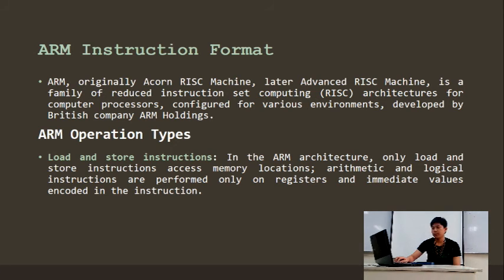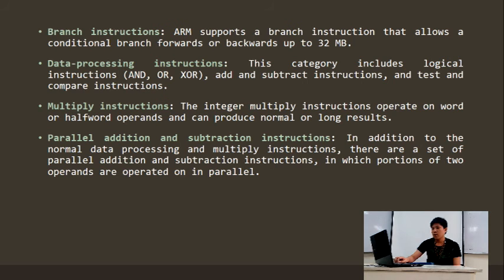ARM operation types. Load and store instructions: in the ARM architecture only load and store instructions access memory locations, while arithmetic and logical instructions operate on registers. Branch instructions: ARM supports a branch instruction that allows a conditional branch forwards or backwards up to 32 MB. Data processing instructions: this category includes logical instructions like AND, OR, XOR, subtract instructions, and test and compare instructions. Multiply instructions: the integer multiply instructions operate on word or half-word operands and can produce normal or long results.